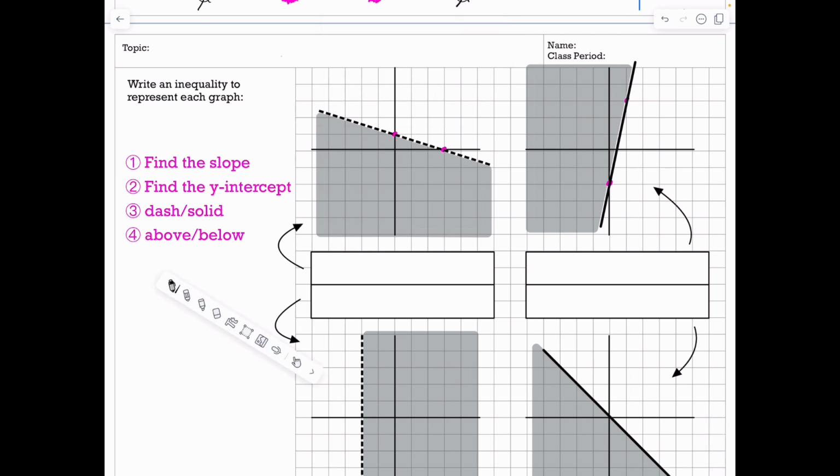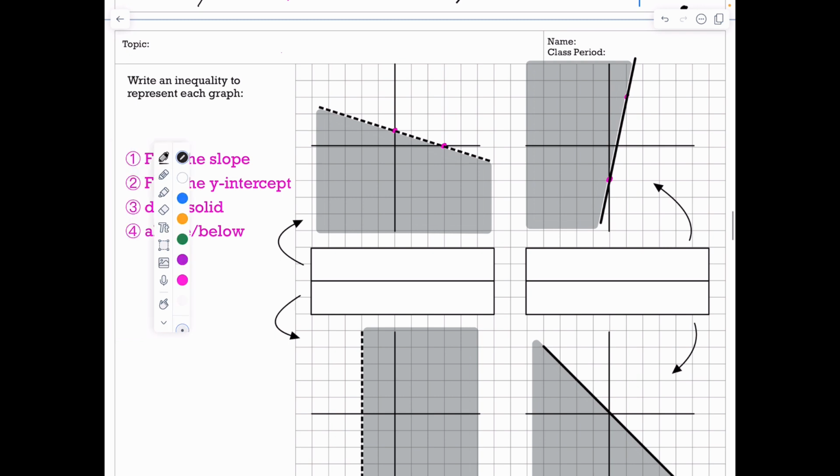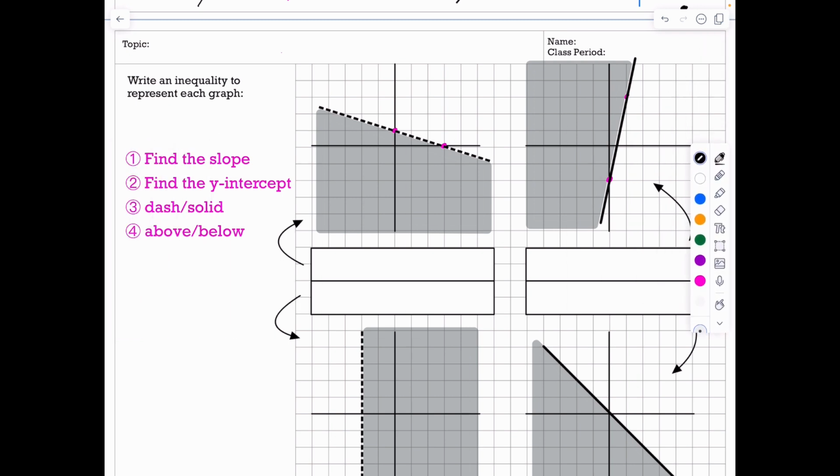So here we have some graphs, and we're asked to write the inequality to represent each graph. And I have a set of steps here. So first we're going to find the slope for each graph. We also need the y-intercept. And then we have to determine if the line is dashed or solid, what kind of inequality we will have, and then shading above or below.